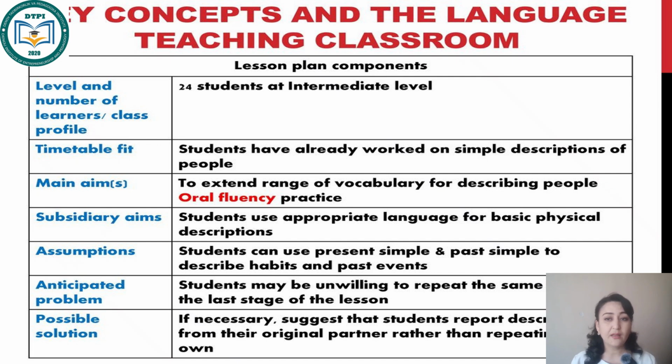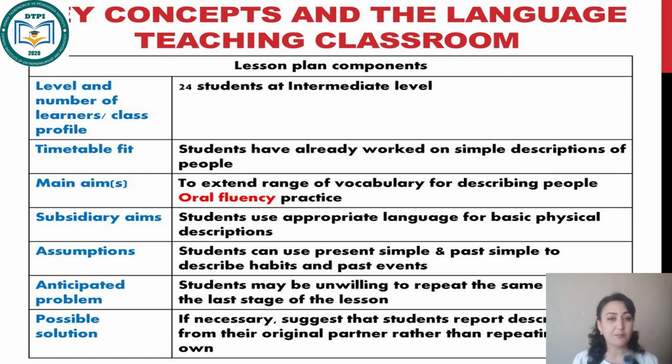Key concepts in the language teaching classroom, and here we try to describe each lesson plan component. Level and number of learners, also called the class profile. For example, 24 students at intermediate level. Timetable fit. Students have already worked on simple descriptions of people, for example. Main aim or aims. To extend the range of vocabulary for describing people.